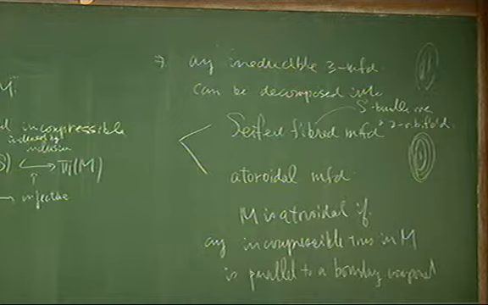But Thurston himself proved a special case. What is called the uniformization theorem is a special case of this geometrization conjecture, under the assumption that M is Haken. So I haven't defined yet what this term, Haken manifold, means.